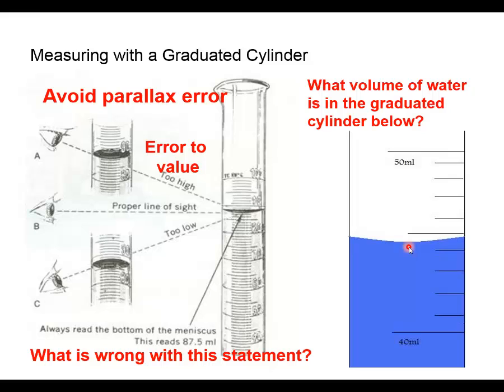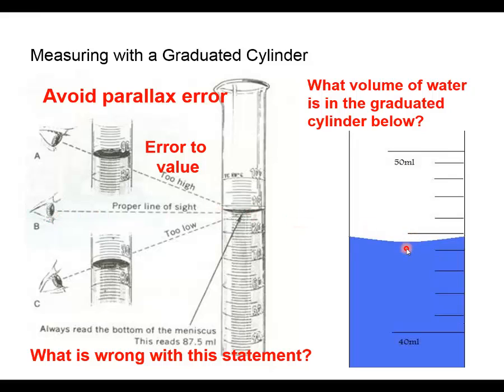Okay. Now I want to make sure my eye is at the same height as the bottom of the meniscus, so I want to avoid what we call parallax error. That's your error due to the position of your eye when taking a reading. So if my eye were above or below the level of the graduated cylinder's water level, I'm going to take a reading that's off slightly.